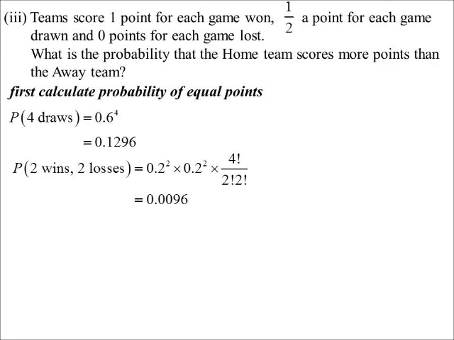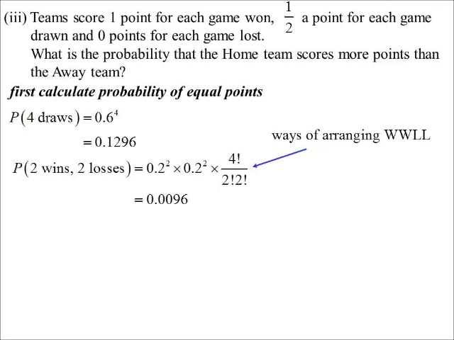And the reason I've done that is there's different ways the events could happen. If I said, what's the probability of win, win, loss, loss? Yes, that would be 0.2 squared times 0.2 squared. But what happens if it was win, loss, win, loss? That would also be 0.2 squared times 0.2 squared. What happens if it's loss, loss, win, win? That would also be 0.2 squared.